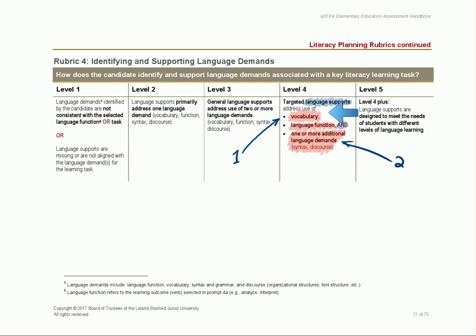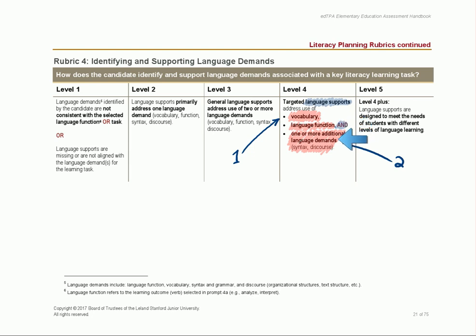And the targets are vocabulary. The target might be language function. The target might be syntax. The target might be discourse. All right? It's not just overall how is language happening in your course, in your lessons. So targeted language supports address the use of vocabulary and the language function. So you have two of these essentially. You have to have both of these. So you must write about vocabulary and you must write about the language function.